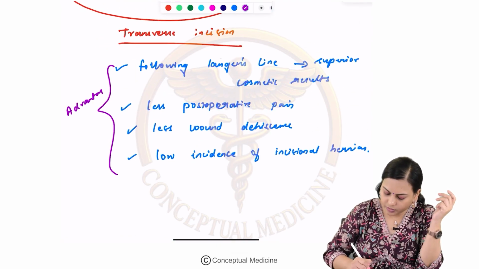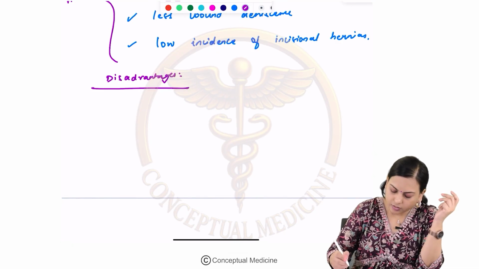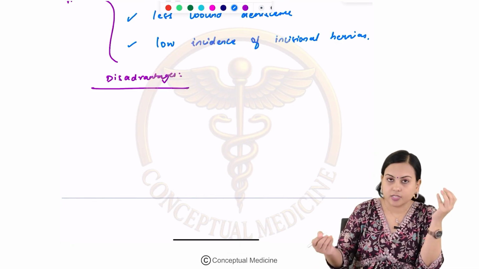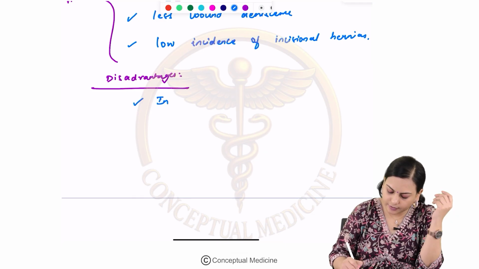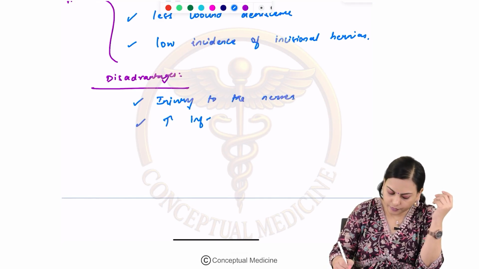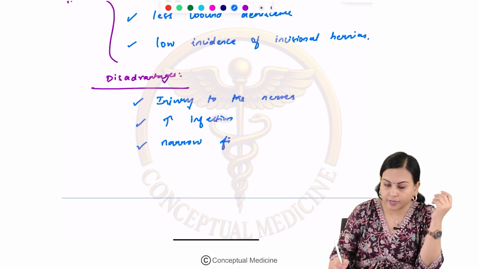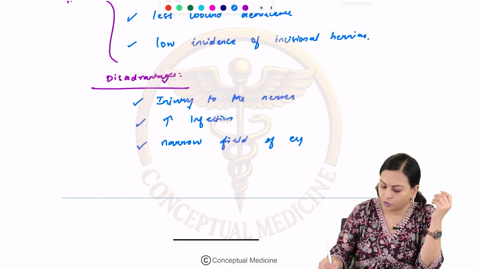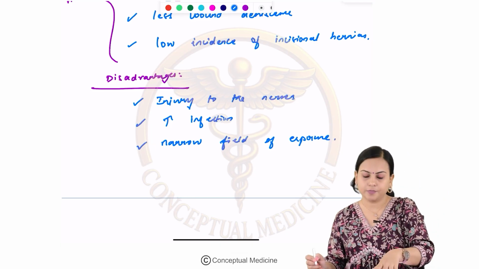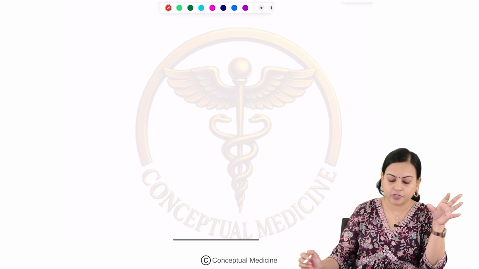When we talk about the disadvantages of transverse incisions, see, while giving transverse incisions, there can be injury to the nerves, there is increased rate of infection, and we have only a narrow field of exposure for operating. Clear? We will see the advantages and disadvantages of vertical incisions as well.